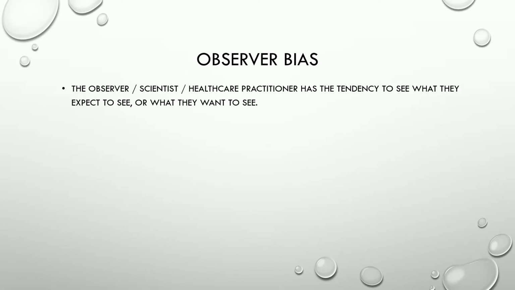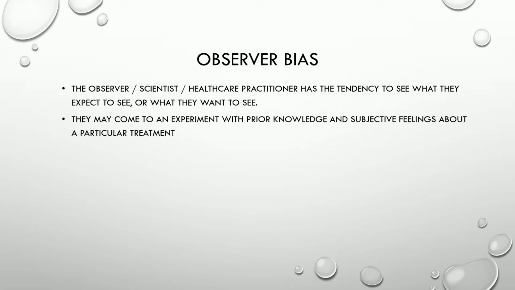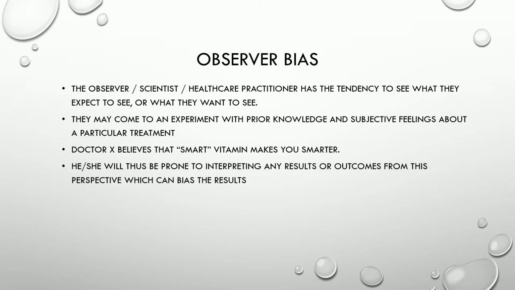Observer bias. The observer, scientist, healthcare practitioner has a tendency to see what they expect to see or what they want to see. They may come to an experiment with prior knowledge and subjective feelings about a particular treatment. Dr. X believes that smart vitamin makes you smarter. He or she will thus be prone to interpreting any results or outcomes from this perspective, which can bias the results. This bias may be overt or it may be subconscious.